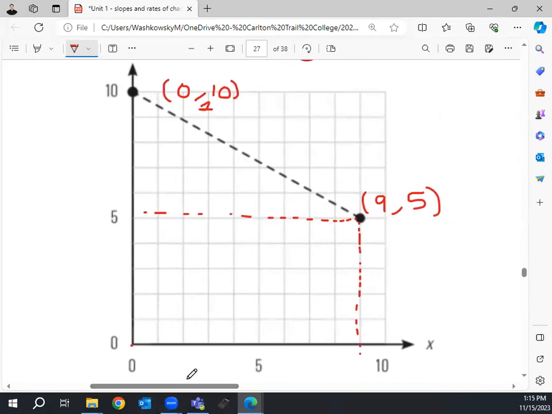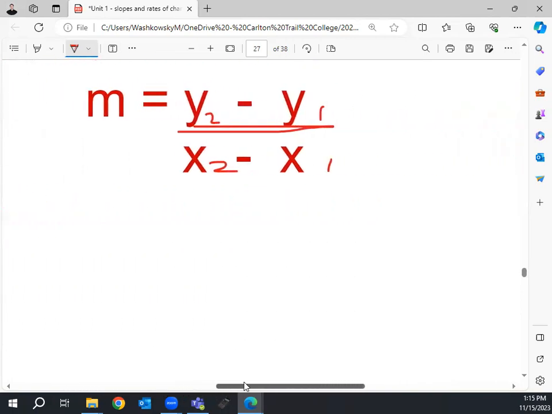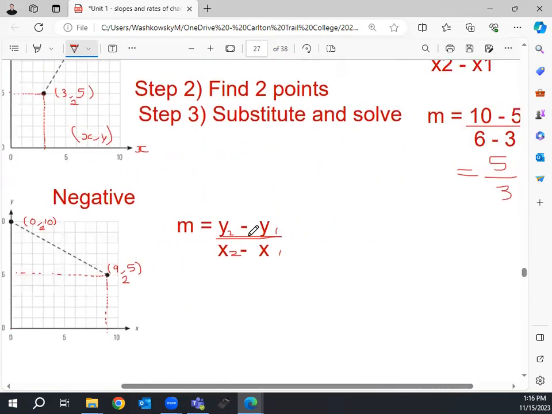So cool. My step 2 is done. I have 2 points. Is this my x2 and y2 or my x1 and y1? x2, y2. Yeah, this is the second point I see as I go through here. You do not need to label these. If you got that down, that's okay. I'm just doing that to show it. Okay. So I have my blank formula. I have my 2 points. My final step is I'm just going to substitute that stuff in. I'm going to solve the equation.